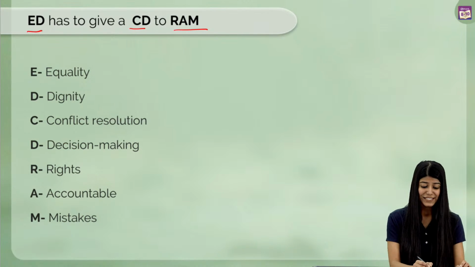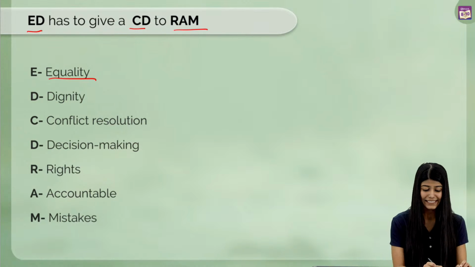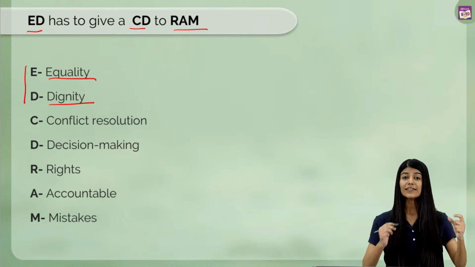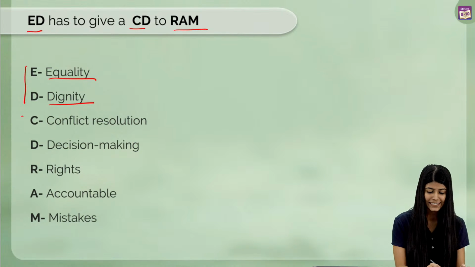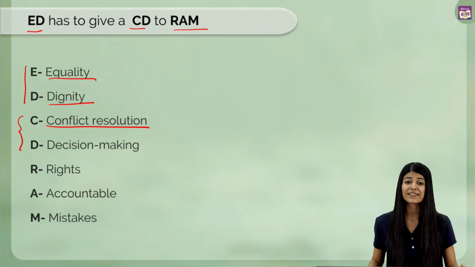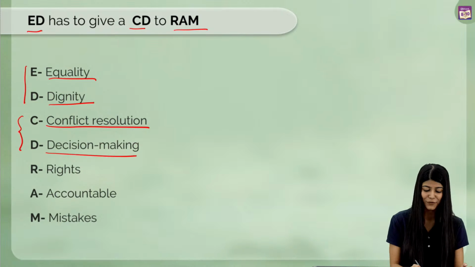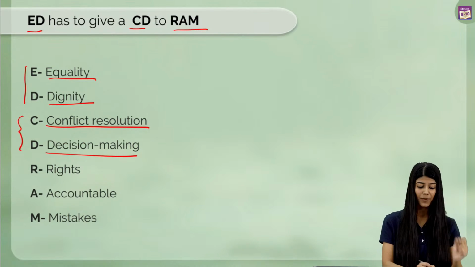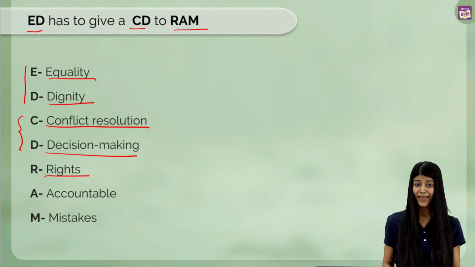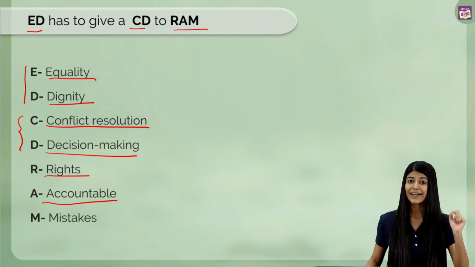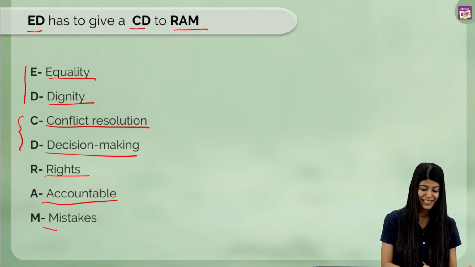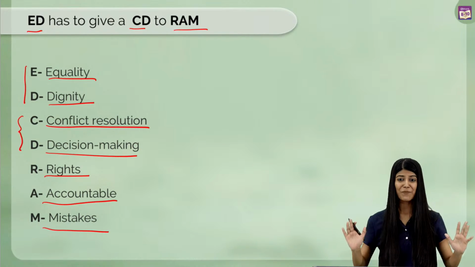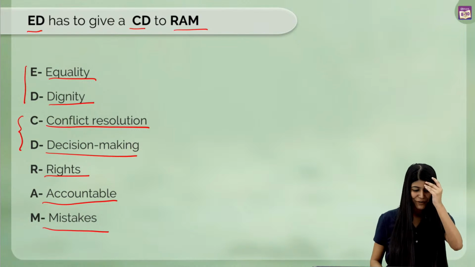Your E stands for equality, D stands for dignity. So this is Ed. Now Ed has to give a CD. Your C stands for conflict resolution, and D stands for decision making. Now Ed has to give a CD to Ram. Your R stands for rights, A stands for accountable, and M stands for mistakes. I hope you'll be able to remember this mnemonic properly. Yeah, moving forward now.